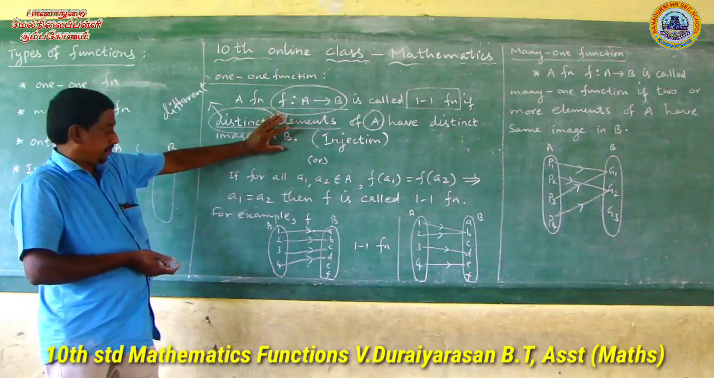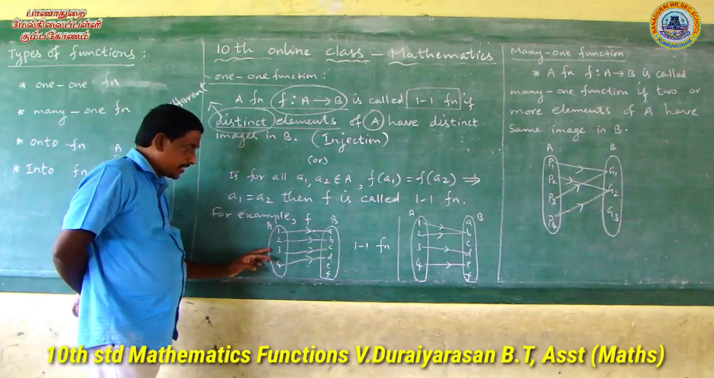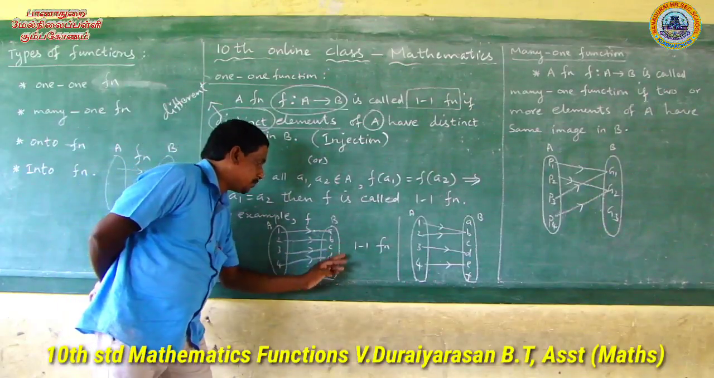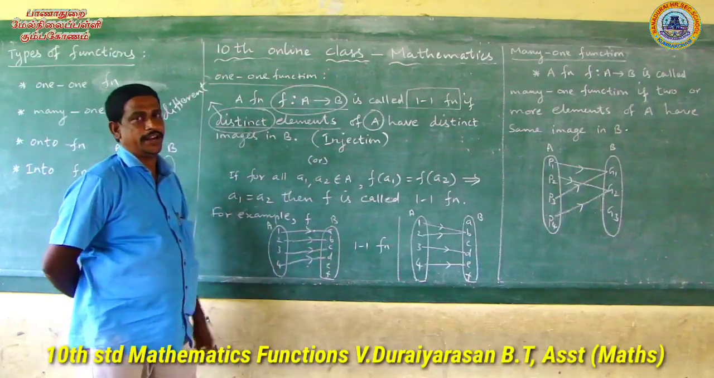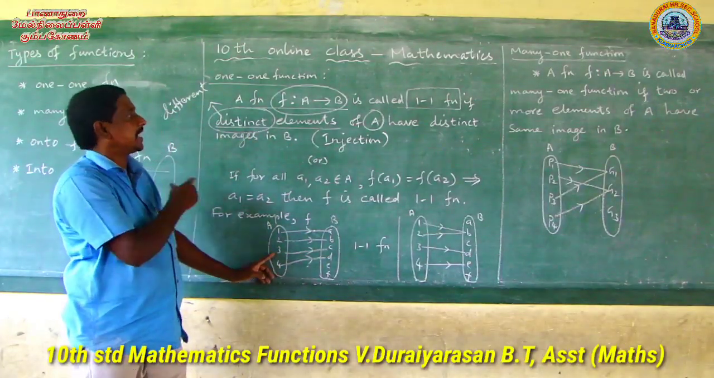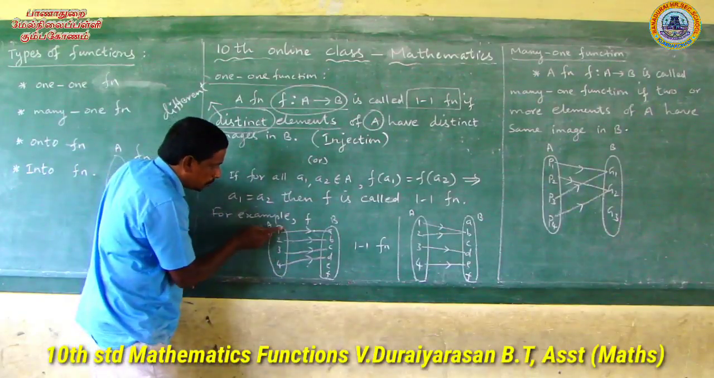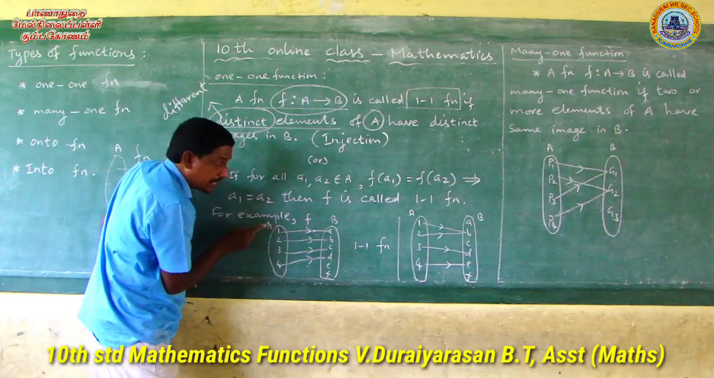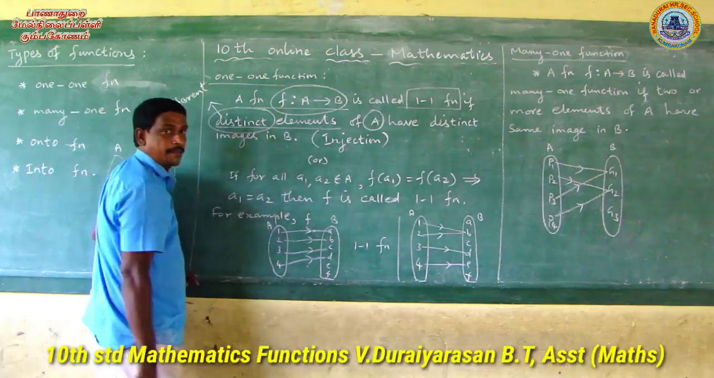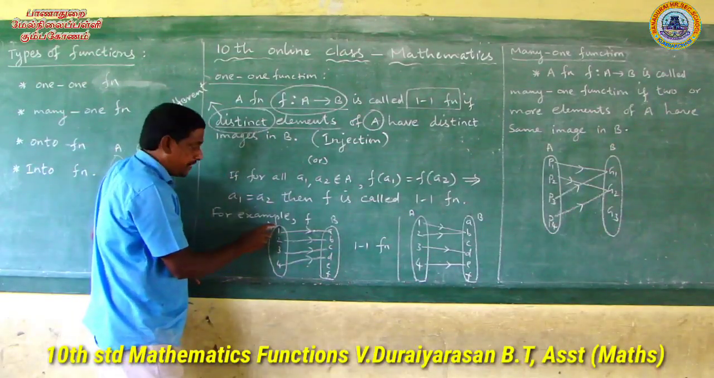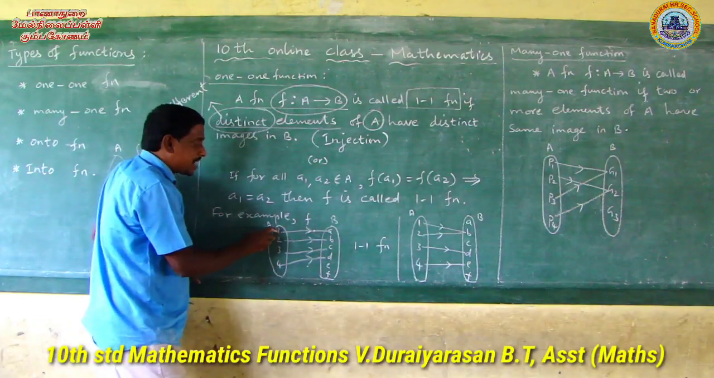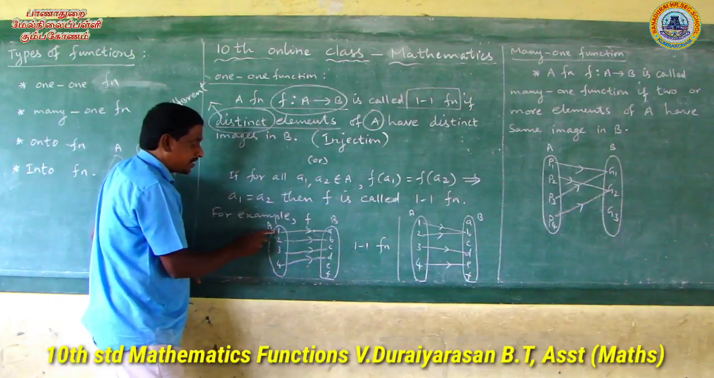What is the meaning, sir? For example, this is A, A is domain. This is B, B is called codomain. It satisfies the following conditions. What are the conditions? Distinct elements 1, 2, 3, 4 are elements in A. These are distinct elements, and these are distinct elements of B. Different elements each have an image in B.